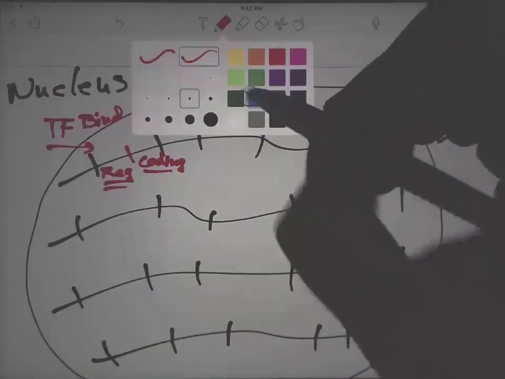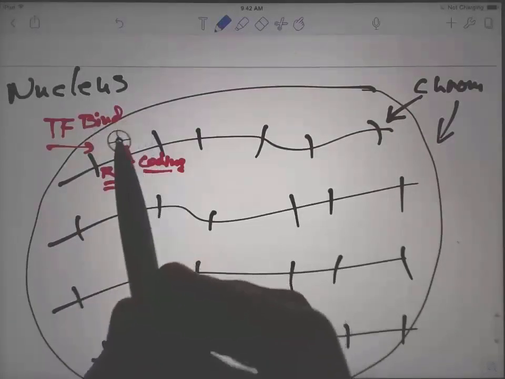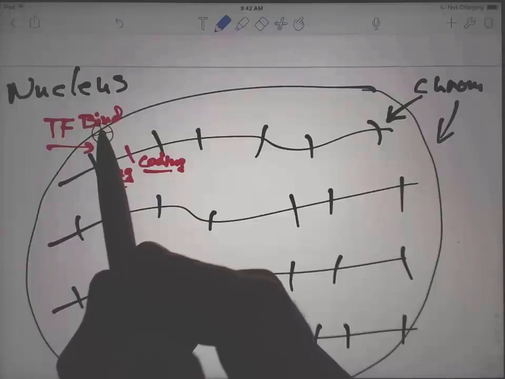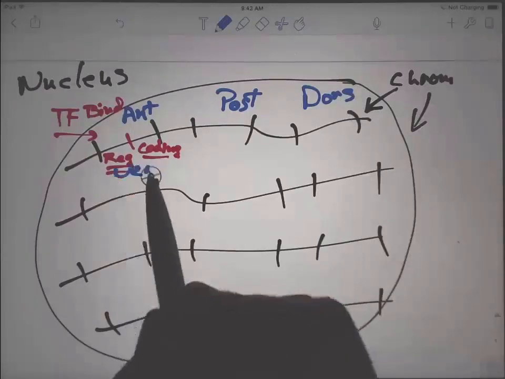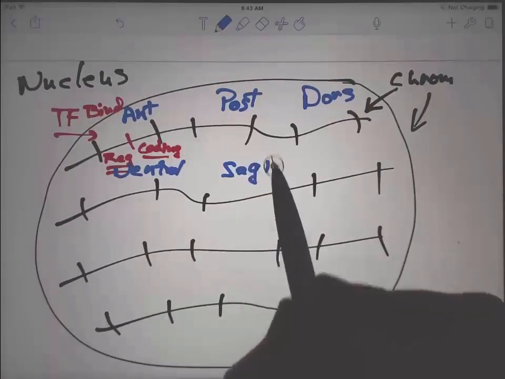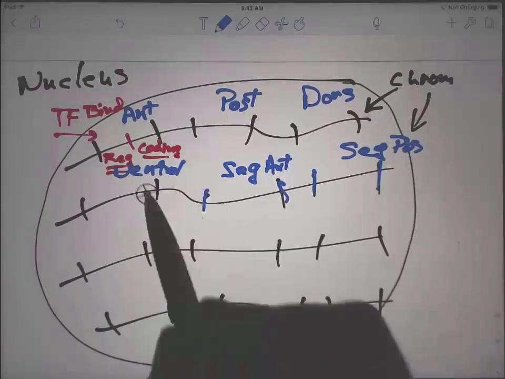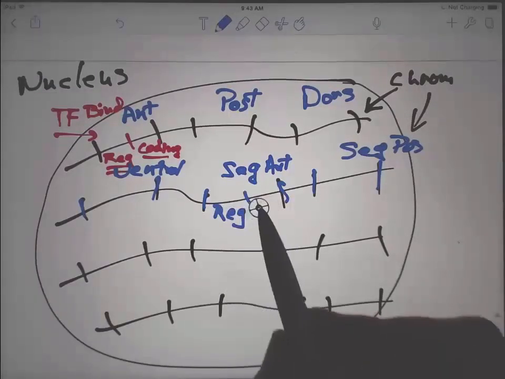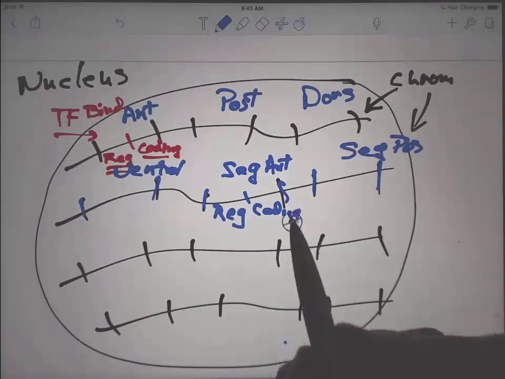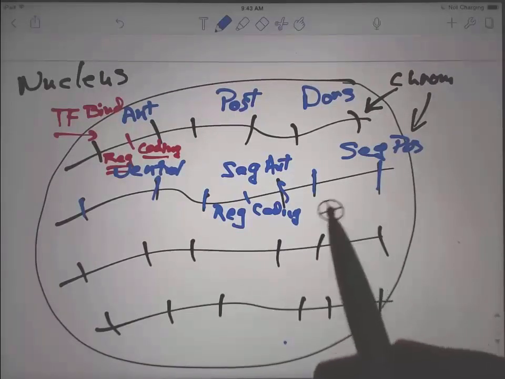So let's imagine that we have a series of transcription factors. And the transcription factors are the ones we've just been talking about. So we have anterior, posterior, we have dorsal, ventral, we have segment anterior, and segment posterior. So these are the boundaries. And remember that each one has a regulatory region and coding. Now I've shown them side by side. In fact, the regulatory regions can be spread out over multiple locations, and they don't have to be just in front of the coding region.